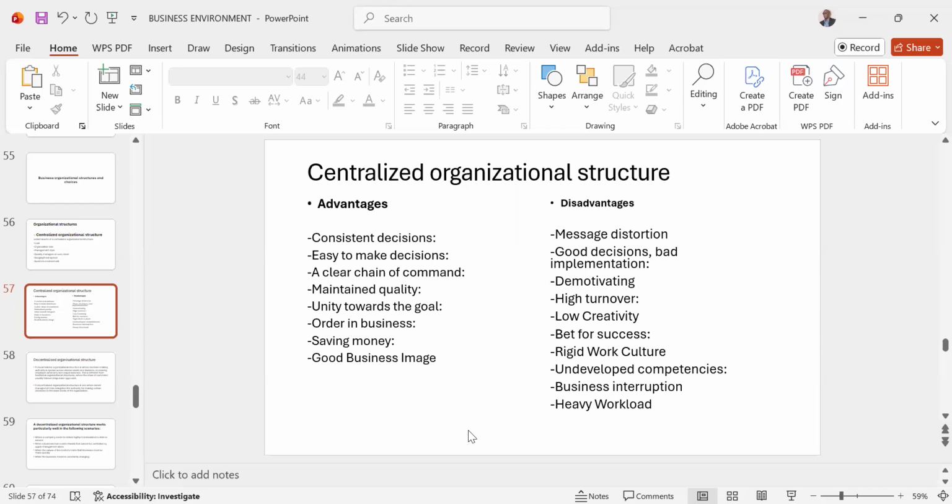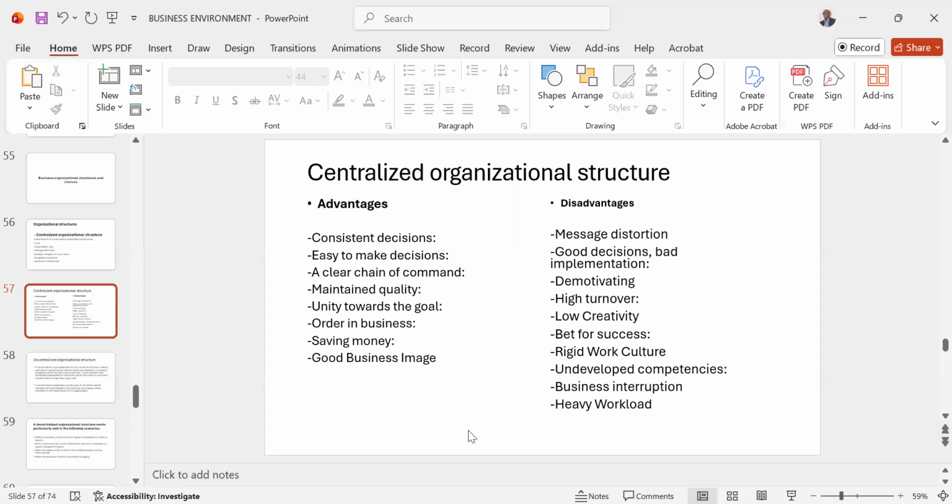Another disadvantage is the rigid work culture. I've told you, it's autonomous. There's a specific way they do things, and it's expected that along the chain of command, everybody should follow it as it's stated. So that's another one.